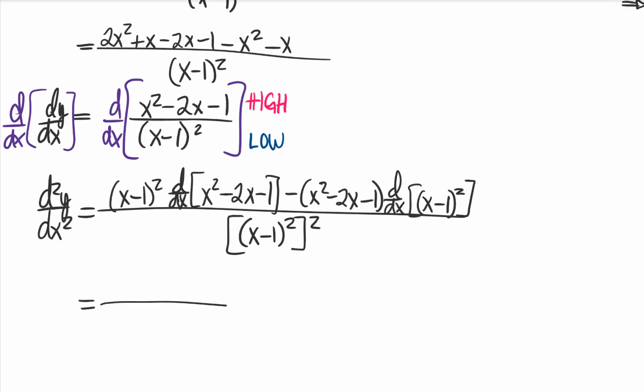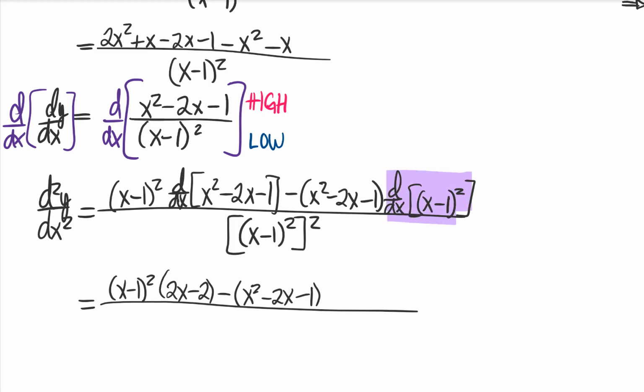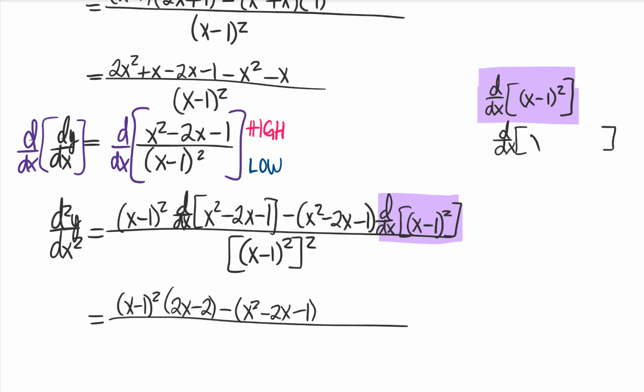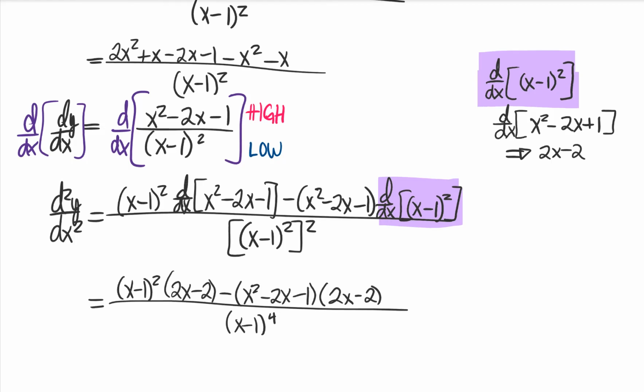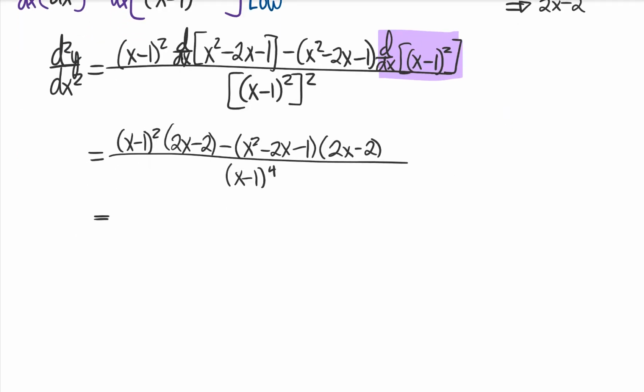Let's evaluate those derivatives. Now we haven't learned how to derive this yet, so let's expand and use the power rule. That's a perfect square trinomial, and that derivative is equal to 2x minus 2. Now x minus 1 is to the quantity of 4. At this point in time, I see that this product has a 2x minus 2, and this product has a 2x minus 2. So I can factor out the quantity 2x minus 2.